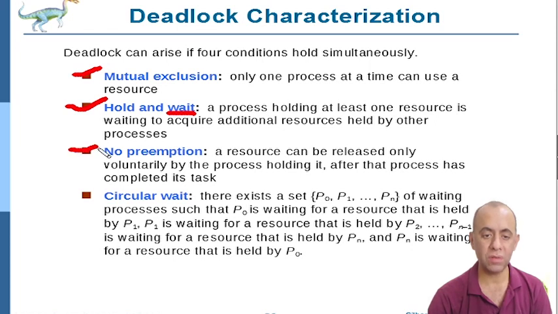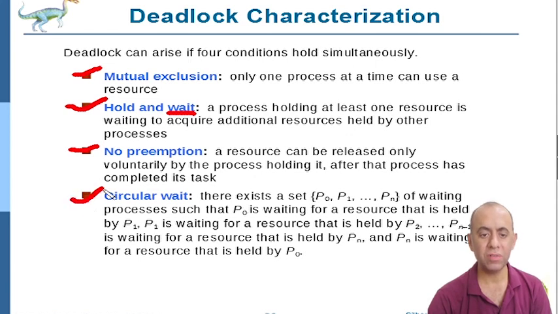Similarly, the third condition for deadlock is that we cannot preempt a resource from the process. In other words, we cannot take away or take back the resource the operating system gave to the process. We cannot do it per force. So the operating system must wait for the process to release the resource. This is the third condition for deadlock.